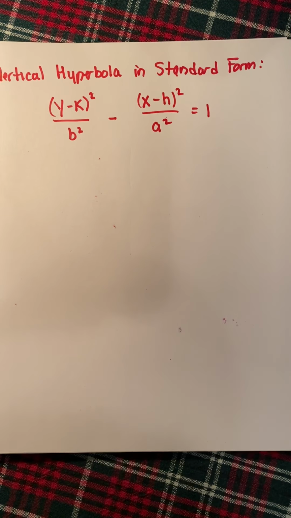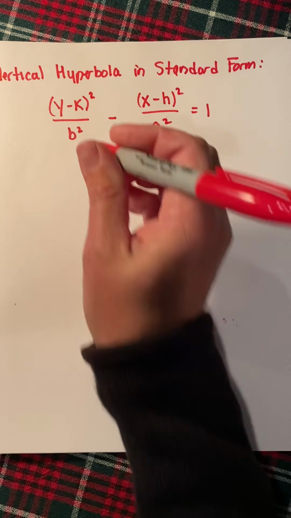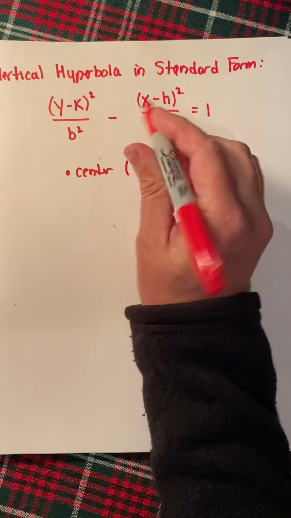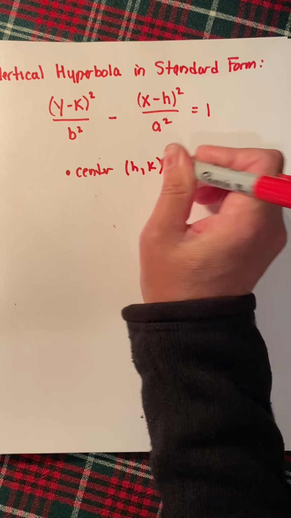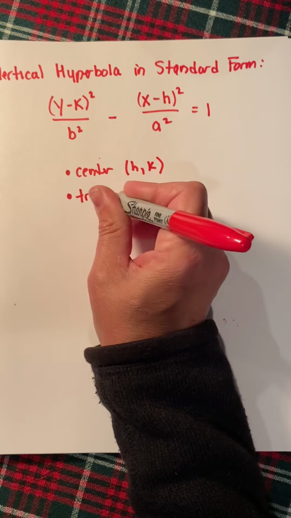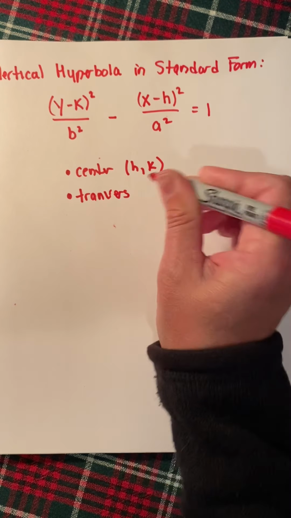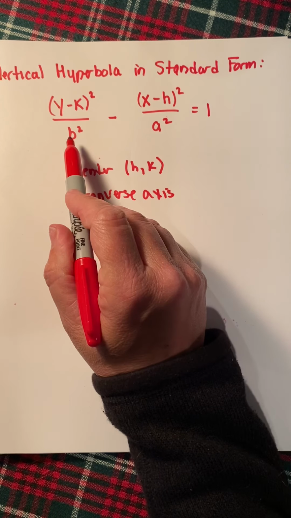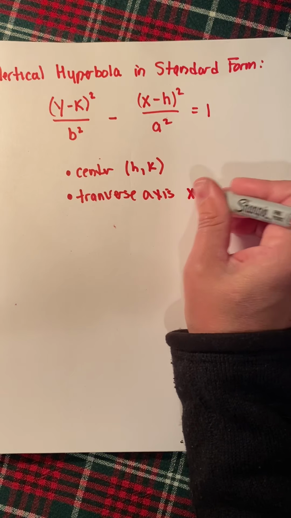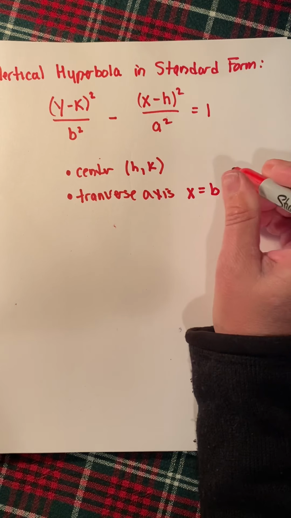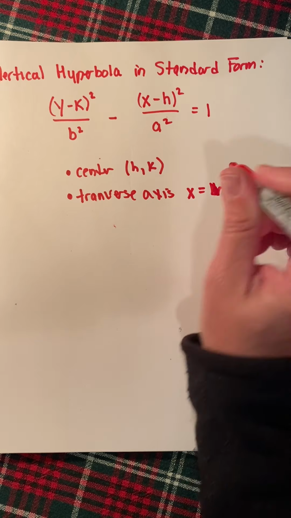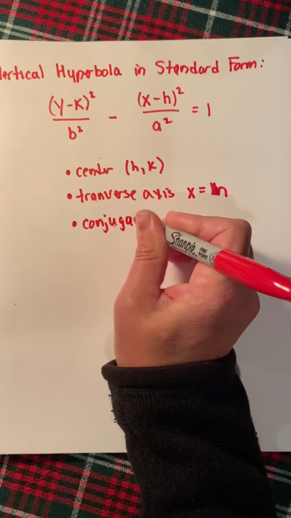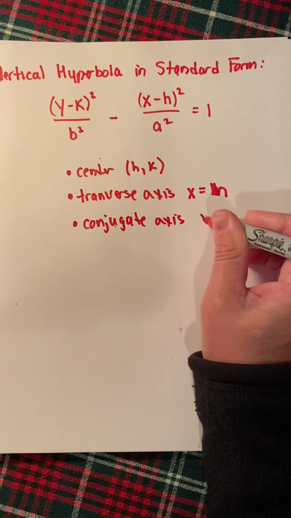Okay, so now let's look at all the details of this one. The center is still at the point (h, k), so h comes first and k comes second. This time, the transverse axis, the one that's actually going to pass through the hyperbola, is the vertical line x equals h, the x coordinate of the center, where the conjugate axis will be y equals k.